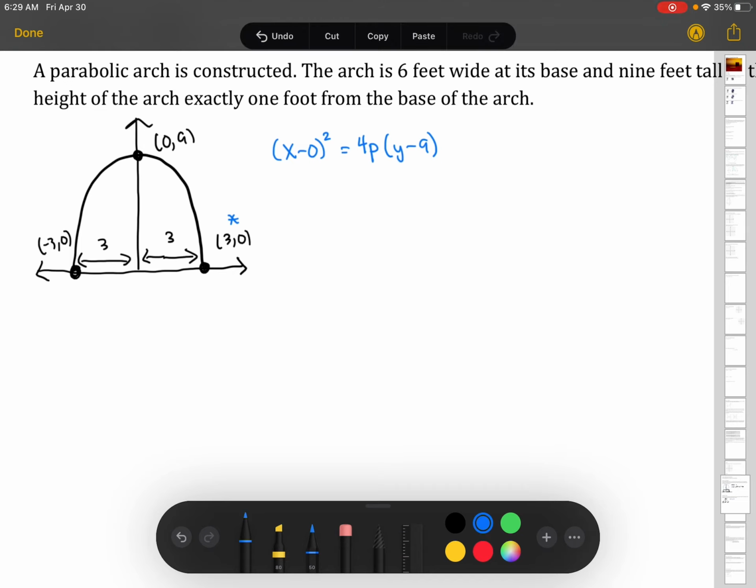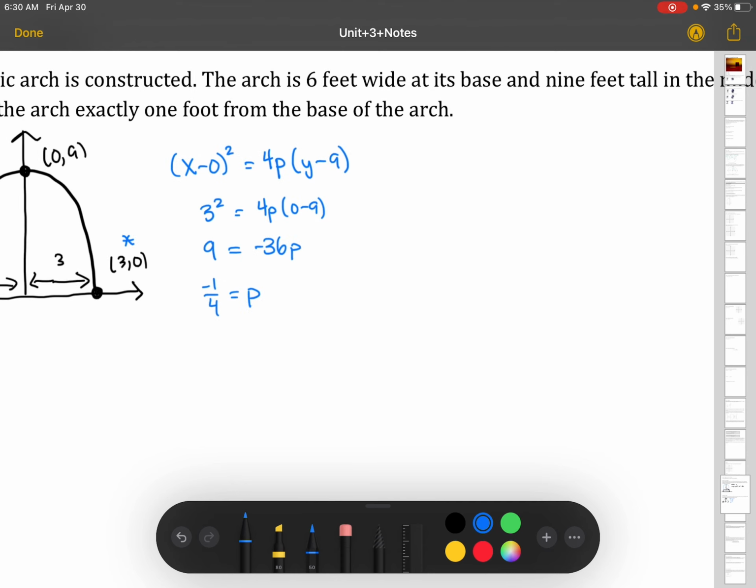So we're going to have 3 squared equals 4p times (0 minus 9). So that's going to give us 9 equals -36p. And so -1/4 is equal to p. So our actual equation is x squared equals -1/4 times 4, which is -1, so -1 times (y minus 9).